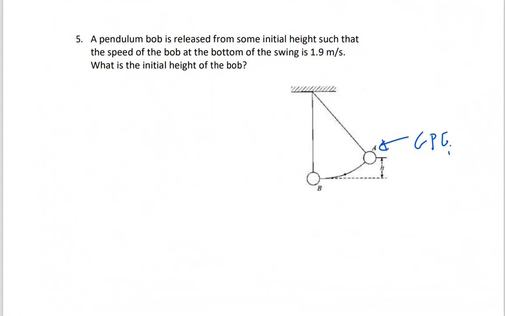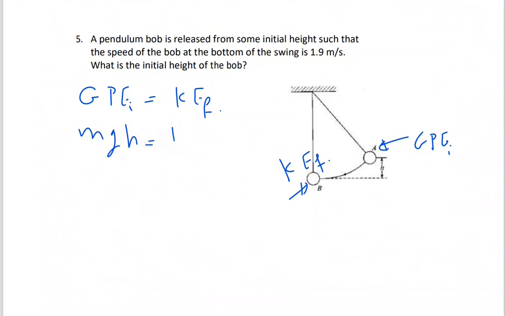the speed of the bob at the bottom of the swing. Here at the bottom, I don't have height, so the type of energy is only kinetic energy final, potential energy 0. So I'm going to use the conservation of energy. Gravitational potential energy initial equals kinetic energy final. mgh equals half mv squared, m and m cancel out.